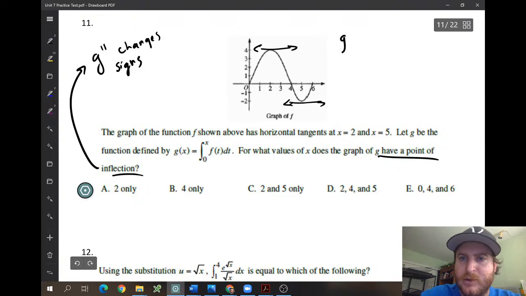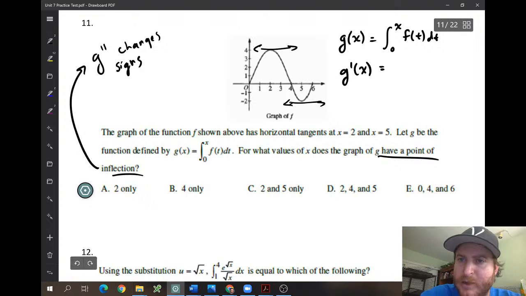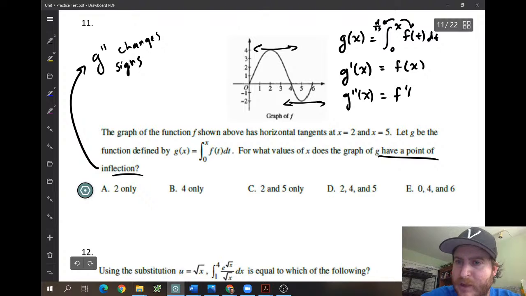Well, what is g of x? g of x is the integral from 0 to x of f of t dt. So as soon as you get that, it's really, really good practice to write out g prime of x would be f of x, right? When you take the derivative, that just plugs in. Kind of the integral goes away, right? If it was anything other than x, we would have to do chain rule though. And then g double prime of x would be f prime of x.